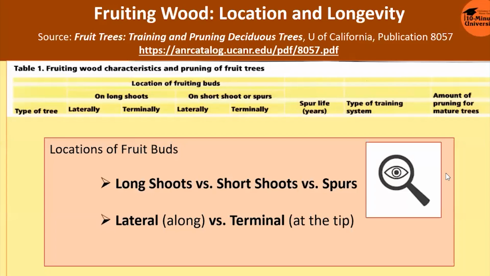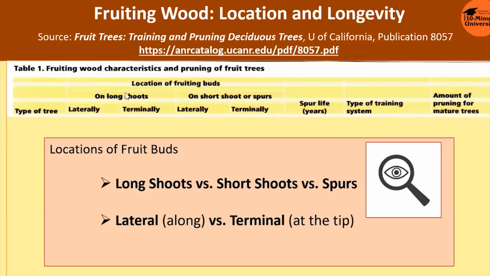And this is a page from a University of California publication. Again, you will get the link to it. In one page, it summarizes the location of fruiting buds, which I find very helpful, because after all, pruning a fruit tree is all about managing fruiting wood. So let's look at this together.